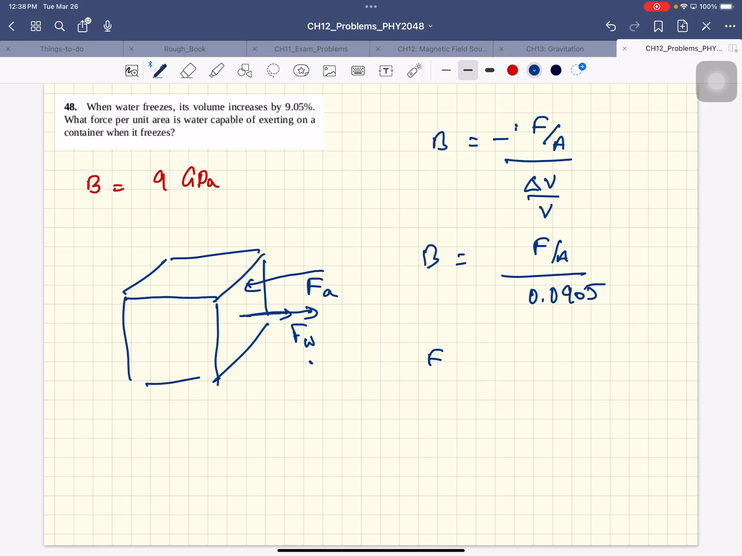So the force per unit area you have to apply, which is the pressure, is 0.0905 times the bulk modulus. And the bulk modulus for ice is gigapascals, 9 gigapascals. So 0.0905 times 9, 10 to the 9. Giga is 10 to the 9 pascals. All right, so let's do this.